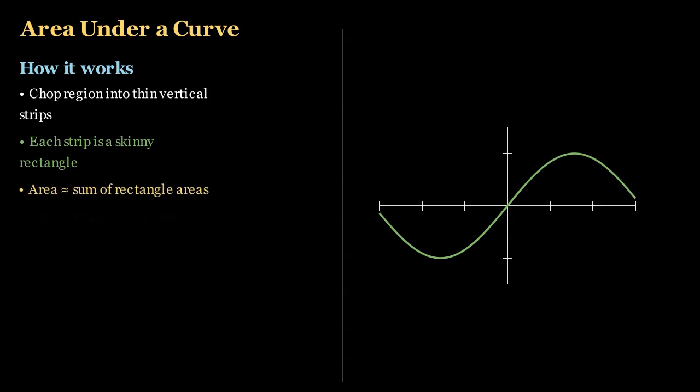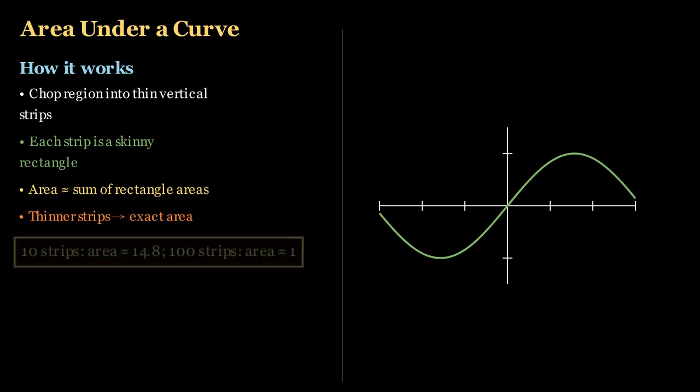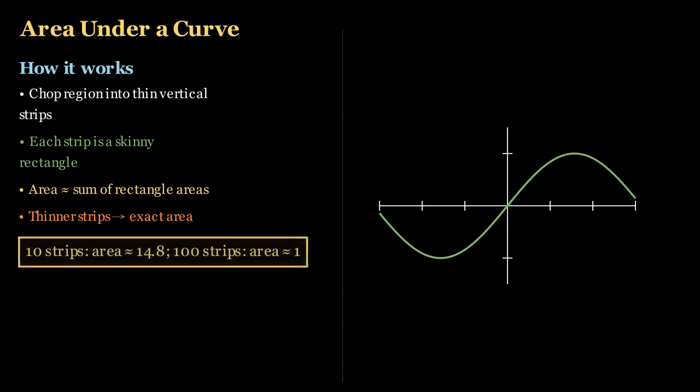Now here's the magic: as we make the strips thinner and thinner, so thin they're practically lines, our guess gets better and better, until it becomes the exact area. This process of adding up infinitely many infinitely thin slices is what we call integration.